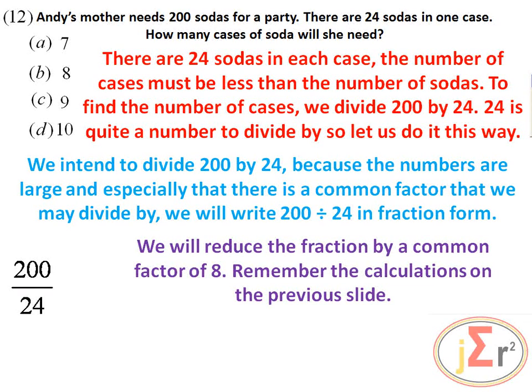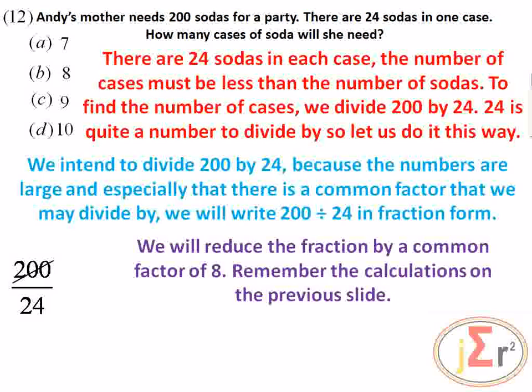So remember the calculations on the previous slide. When we divided 200 by 8, the result was what? Can you remember? 25. Right. So we are reducing by a common factor of 8. But we did not do the calculation for 24 because that is not far-fetched. So we reduce 24.